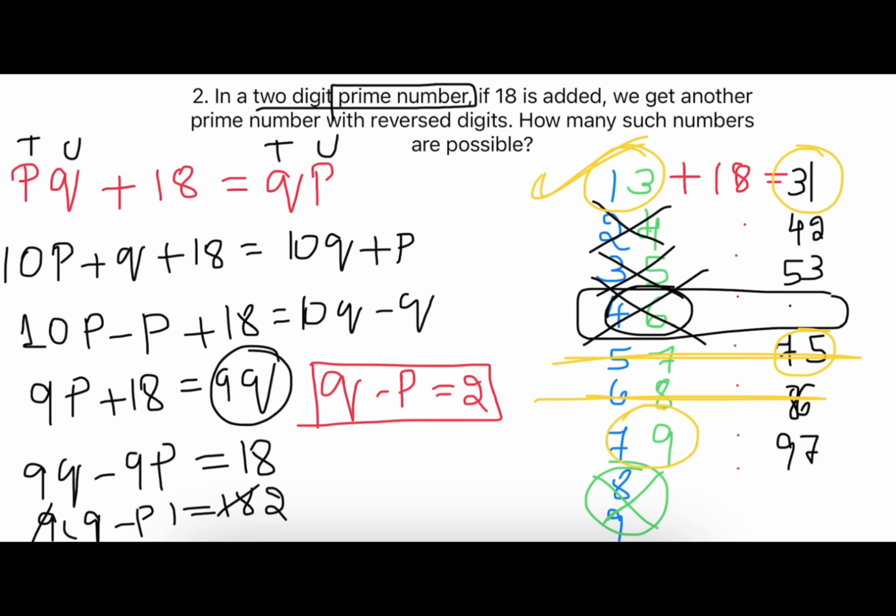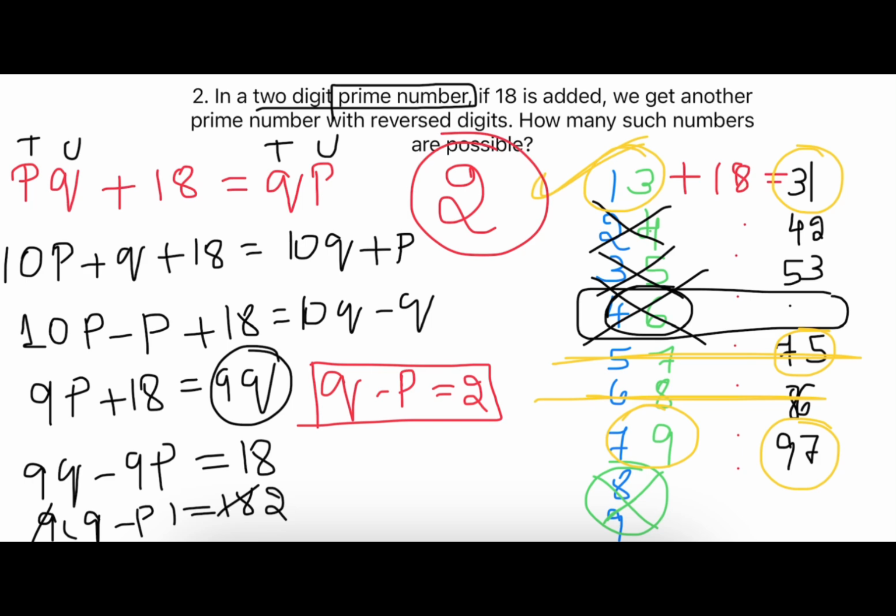When it comes to 79 and 97, yes, that is considerable because both of them are prime and very clearly the digits are reversed when 18 is added. Therefore, how many such numbers are possible? 2 such numbers are possible. Which are those two numbers? 13 and 79, becoming 31 and 97 respectively upon adding 18. I hope this is clear to all of you.